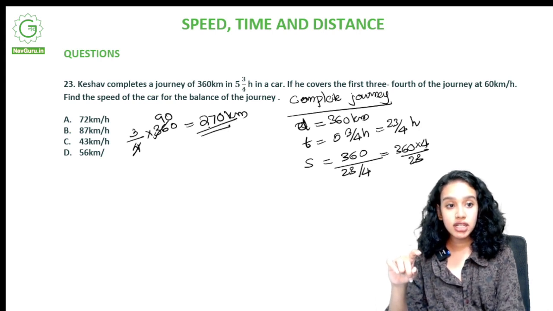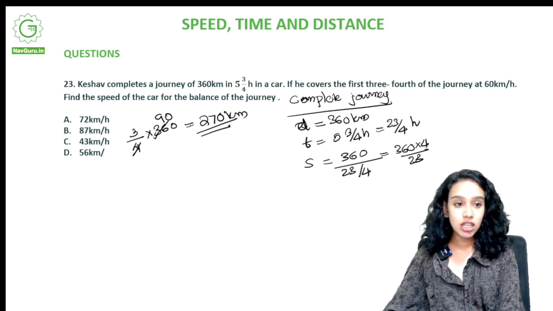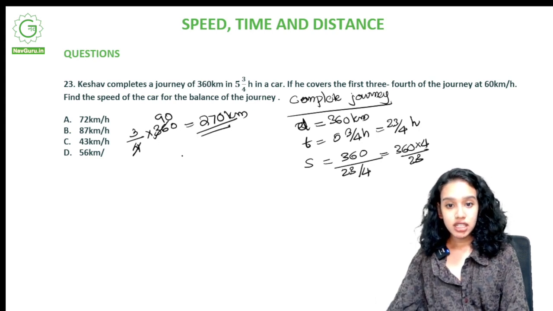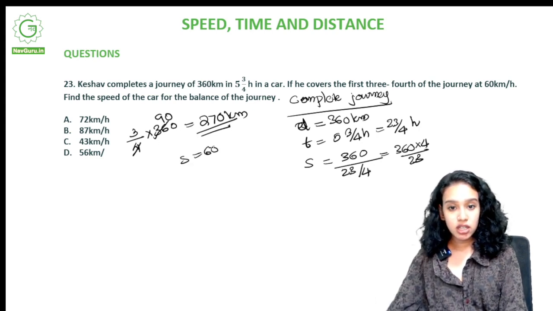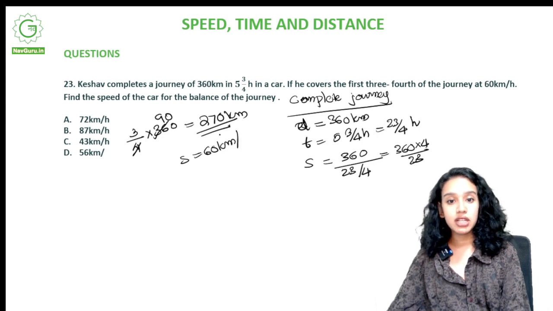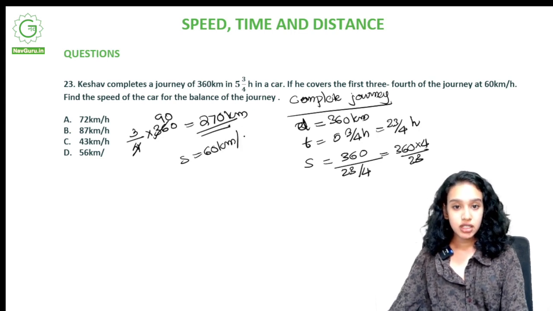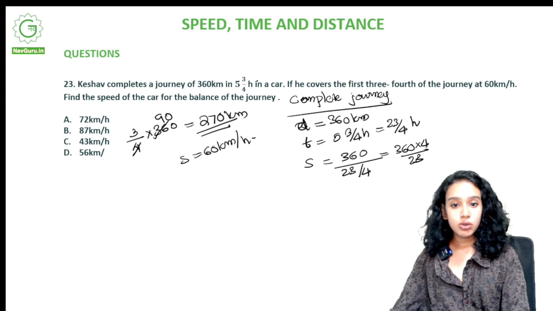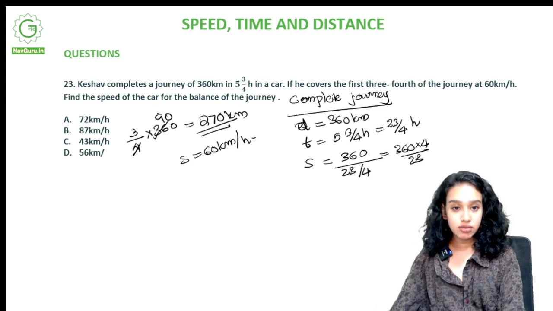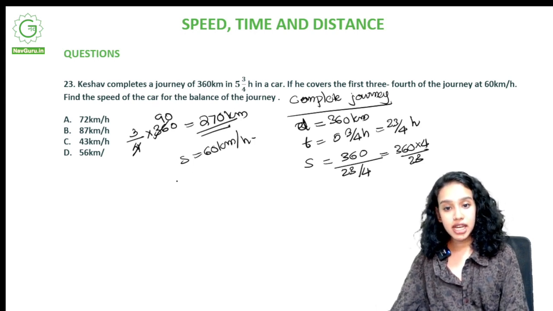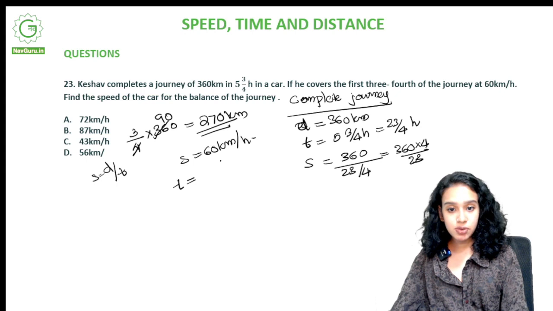He covers 270 kilometers at 60 km per hour speed. His speed was 60 km per hour. Find the speed of the car for the balance of the journey, right? Now, how much time is taken to complete this part? So speed is equal to distance by time, and time is equal to distance by speed.